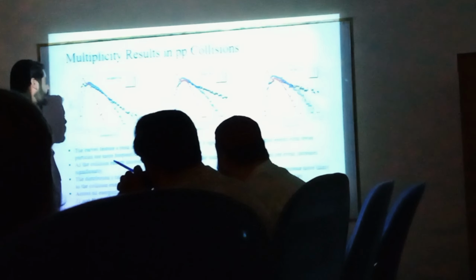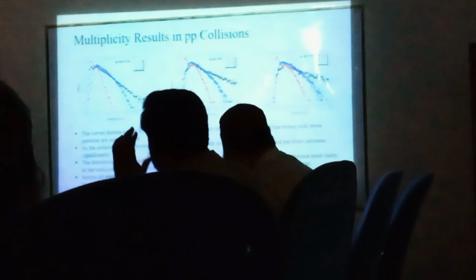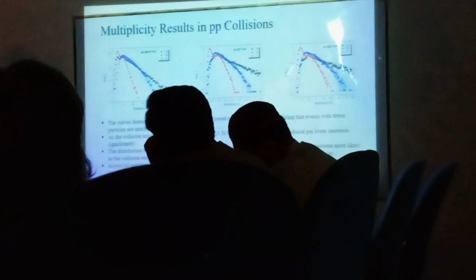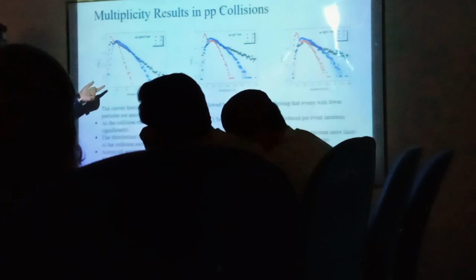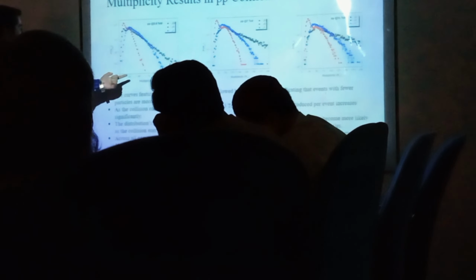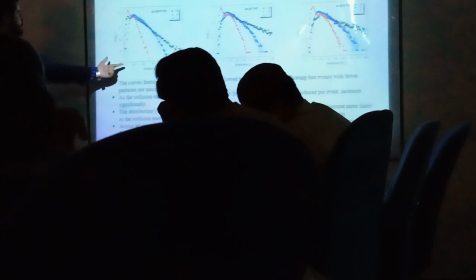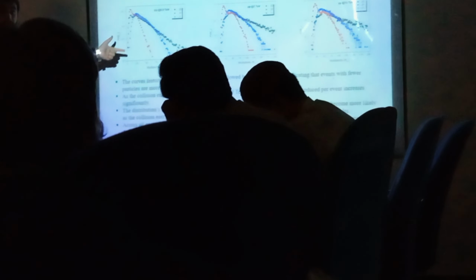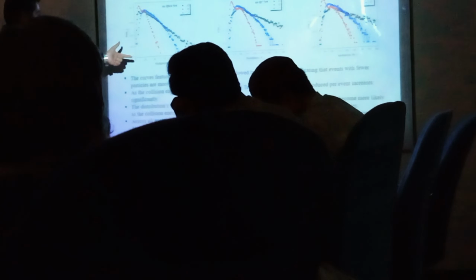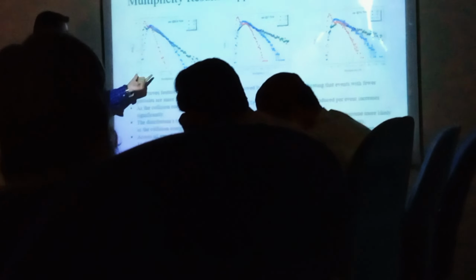Now I will discuss the results and discussions. So first of all, this is our multiplicity result in pp collision. As you can see, the events with a low number of particles are produced more. In all these cases, this graph is for 0.9 TeV energy, this graph is for 7 TeV, and this is for the max energy, 13 TeV. But the events with a low number of particles are produced more.